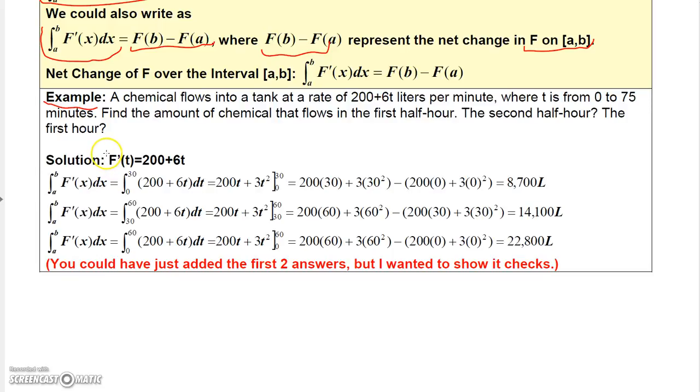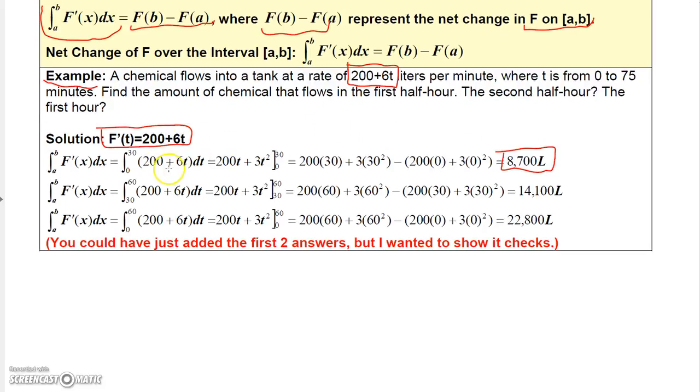Well, since this represents the rate of flow, that's not the actual flow function, that's the rate of flow. So that's actually the derivative of F. F is actually the flow. So that's F prime. If you integrate that function from 0 to 30, that's for 30 minutes, and then evaluate it, you'll get 8,700. I'm not going to go through the evaluation because you know how to do this by now. So if you evaluate this using the fundamental theorem of calculus from 0 to 30, you get 8,700.